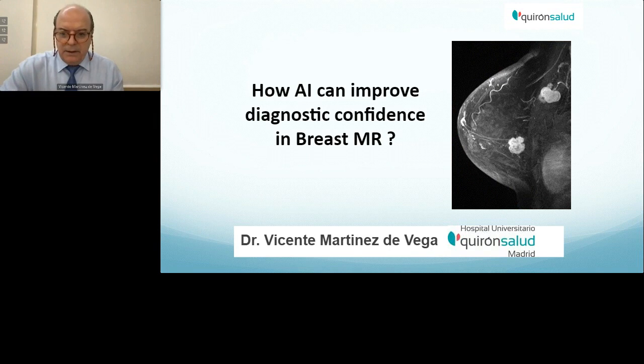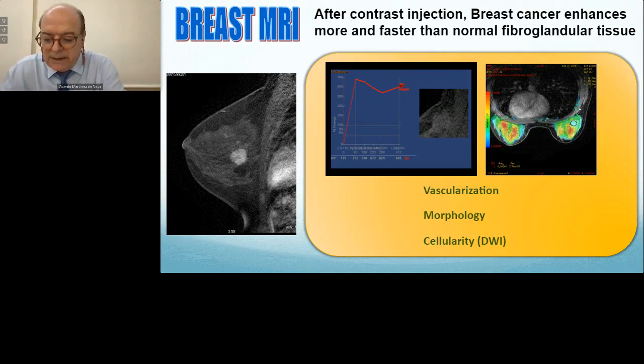Let's go. Breast MRI is based on the fact that after contrast injection, breast cancer enhances more and faster than normal fibroglandular tissue. It can provide us with 3 different types of information: the vascularization of the tumors, morphology information, and in addition, the diffusion sequences give us information about cellular density of the lesions.